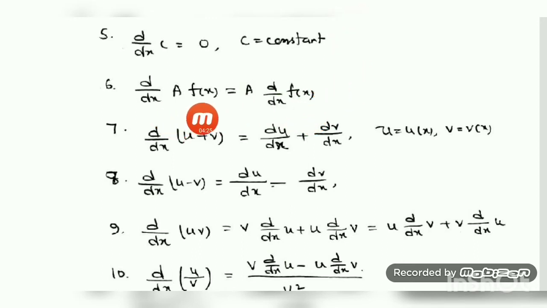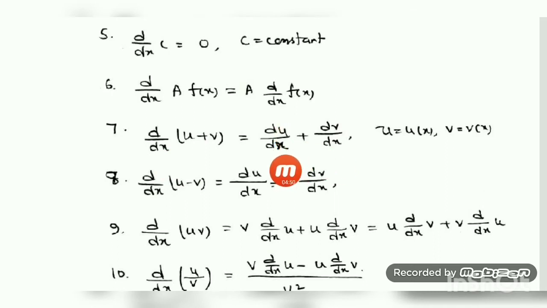So when a function is given as a product with a constant number, the constant we can take out of the derivative. That is the application of this formula. Then the next formula, d/dx of u plus v, where u and v are functions of x, not constant. So when it is given as a sum of two functions, the derivative of the sum can be written as du/dx plus dv/dx.